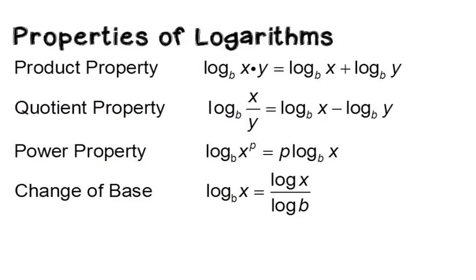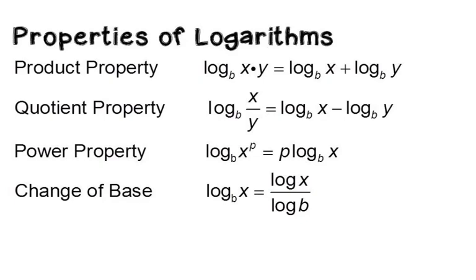So the product property says that the log base b of x times y is the same as log base b of x plus log base b of y. The quotient property says log base b of x divided by y is equal to log base b of x minus log base b of y. So division changes to subtraction. The power property, log base b of x to the p power, is the same as p times the log base b of x. So you can bring the exponent down in front of the logarithm.